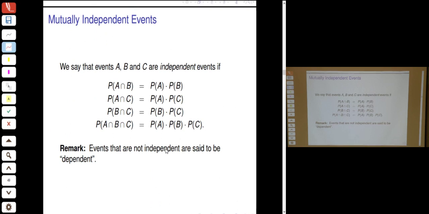Mutually independent events: we say that the events A, B and C are independent events if all these equations hold. Probability of A intersection B is probability A times probability B, A intersection C is probability A times probability C, B intersection C is probability B times probability C, and A intersection B intersection C is probability A times probability B times probability C. The events that are not independent are said to be dependent.